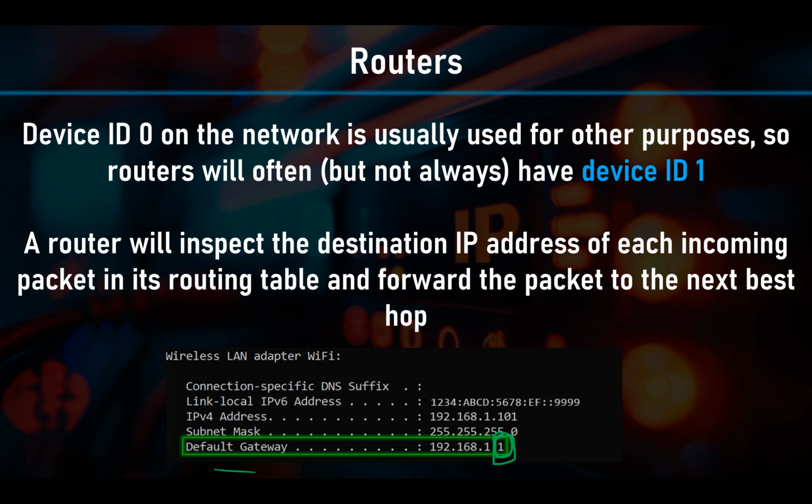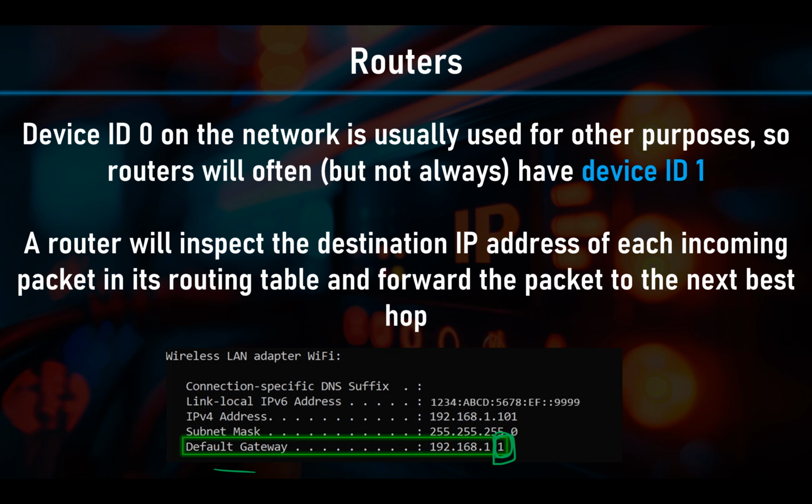I think we mentioned this already, so hopefully you remember when we said packet switching. A router is going to inspect the destination IP address of each incoming packet in its routing table, and it's going to forward the packet onto the next best hop. So if it sees an IP address like 200.200.200.200, then it's going to look at the routing table, and it says, if I see an IP address within that range, what device should I then send it to?